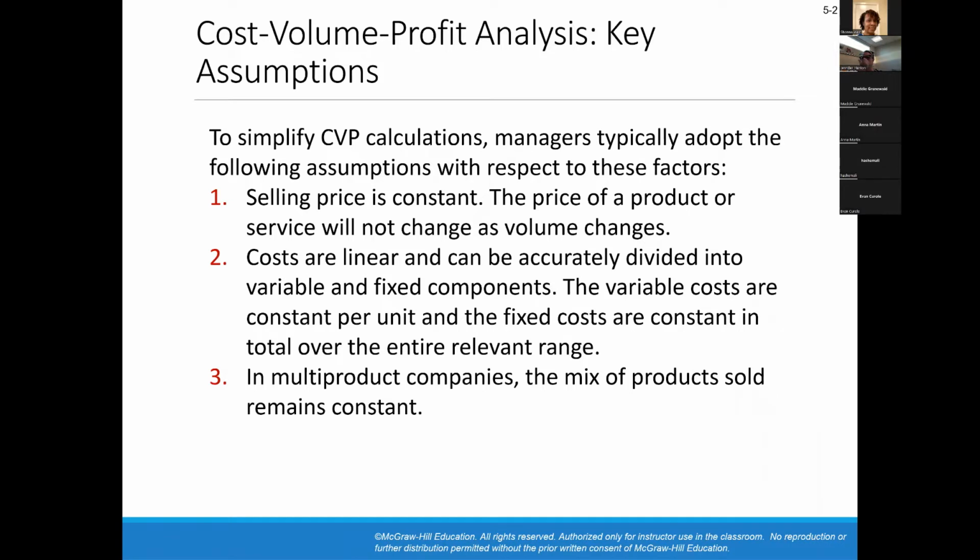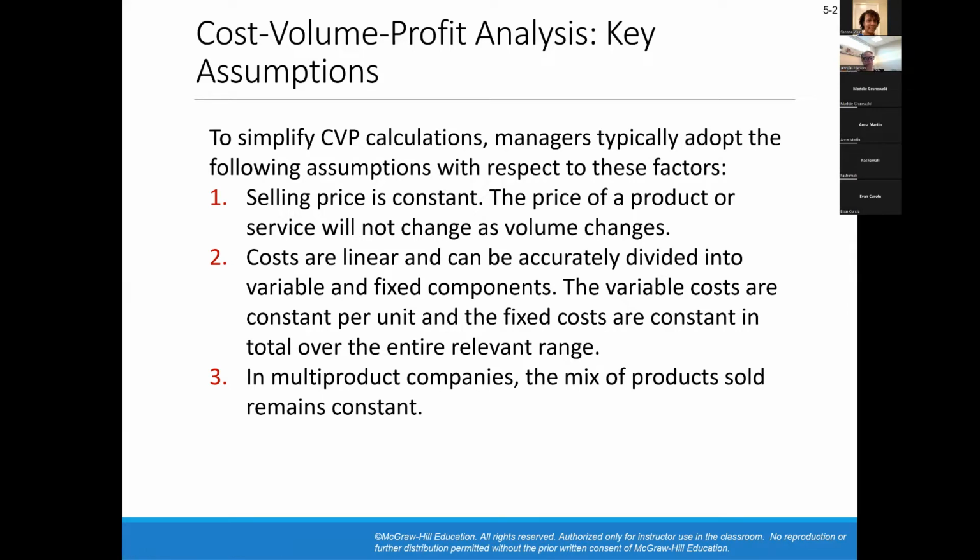So we're going to have some assumptions that we make for cost, volume, profit. We're going to have a selling price that's constant, which means whatever that selling price is set at, that's what it's going to be for each unit. The costs are going to be linear and can be accurately divided into the variable and fixed components. And you'll see what that looks like when we look at the contribution income statement format. We'll go over that.